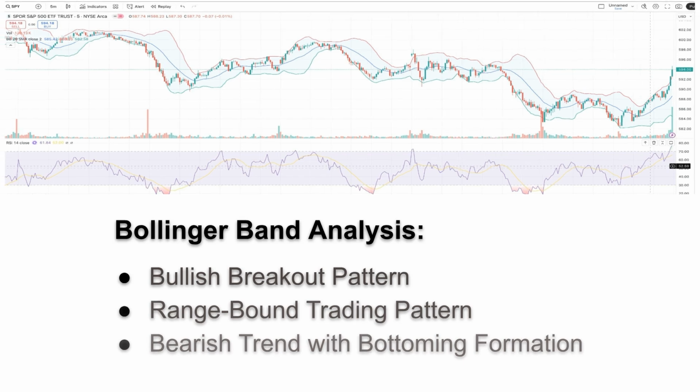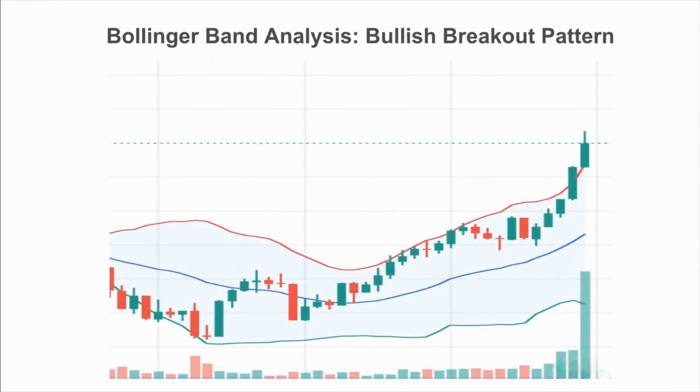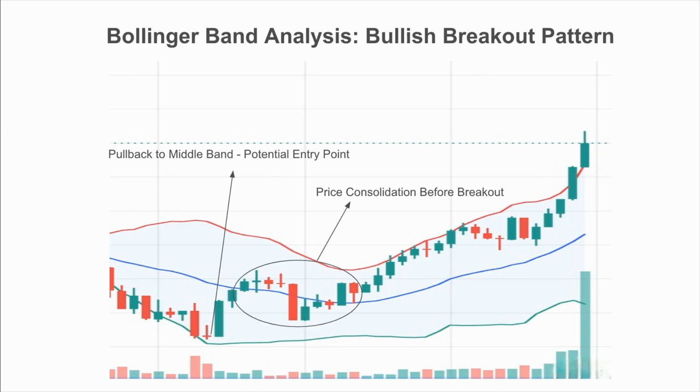Let's begin with the bullish breakout pattern. This chart displays a classic bottoming formation before the bullish move begins. Initially, the price consolidated near the lower Bollinger Band, creating a potential reversal zone. As buyers step in, we see price action moving from the lower band toward the middle band, which acts as dynamic support during several pullbacks. These consolidation phases near the middle band create excellent entry opportunities.